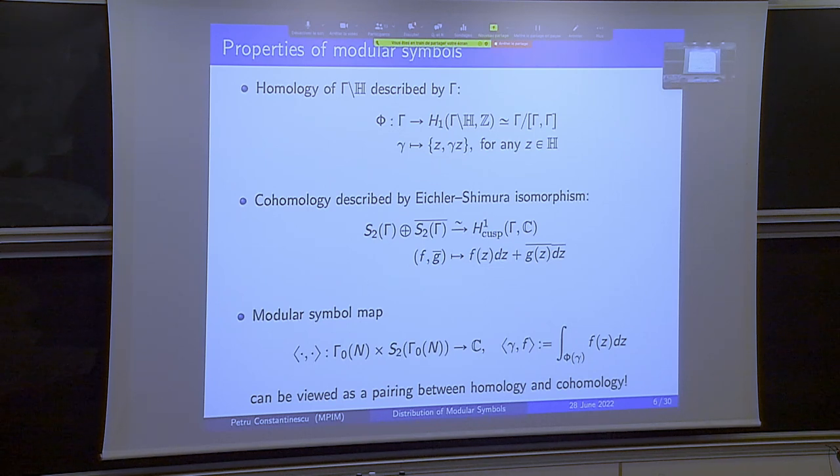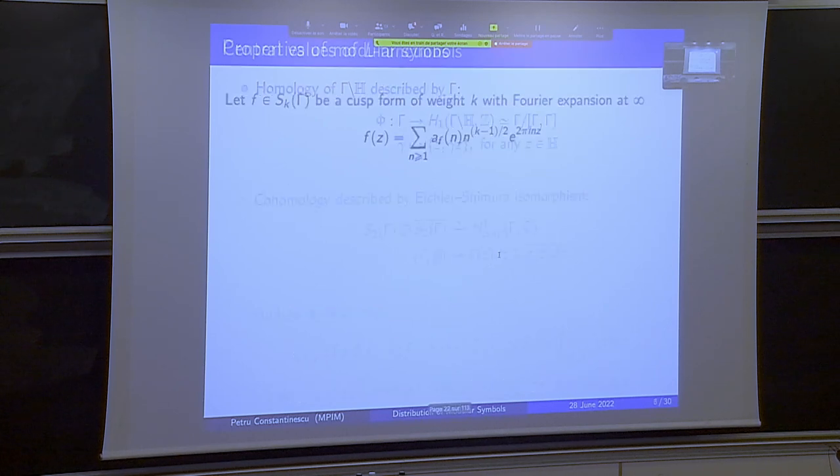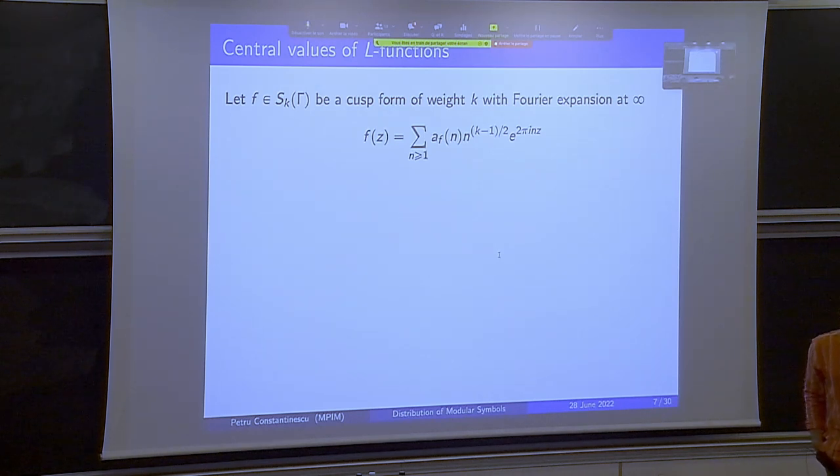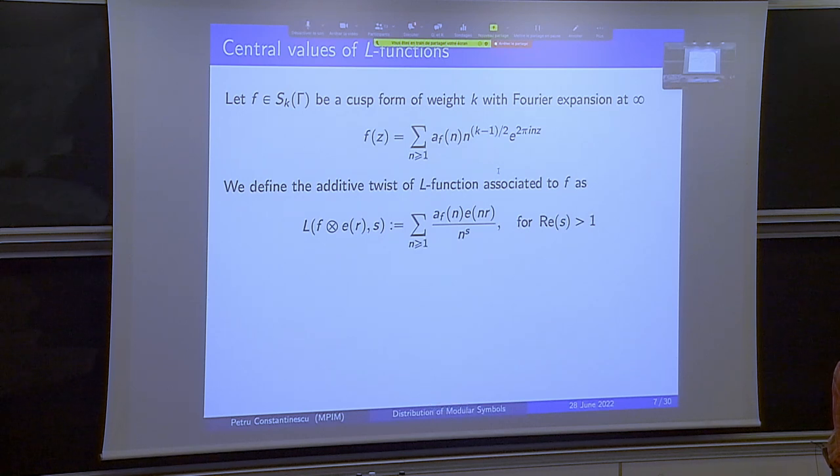Okay. No question at this point? Okay, there is another interesting application. We'll see that these values of modular symbols will be central values of some twisted L functions. A weight k holomorphic cusp form will have this Fourier expansion. I'm sure you are all familiar with this normalizing factor here. Now we want to define an additive twisted L function. If I didn't have this exponential of n r, this would be the standard definition of the L function associated to the cusp form, but I add this additive twist in the definition from the Fourier expansion.